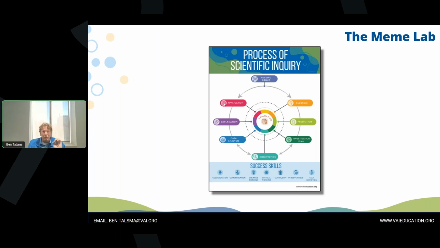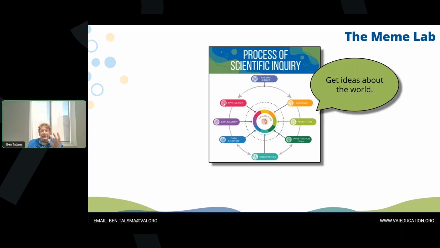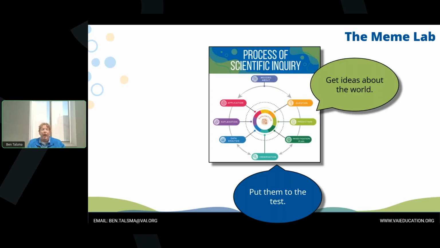More succinctly, more simply, science is just getting ideas about how the world works and putting those ideas to the test.